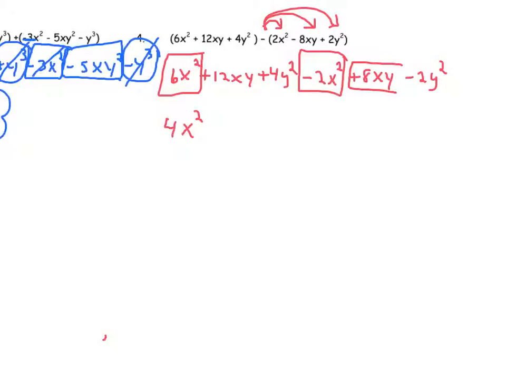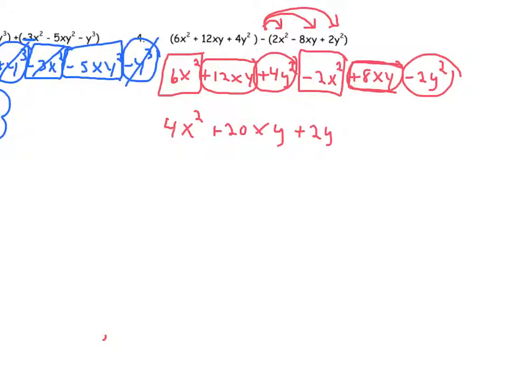Now I have an xy, so I have 12xy, and then I have an 8xy. If I add those together, I have 20xy. And then my last term would be 4y squared positive minus 2y squared, so I'd get positive 2y squared. And that would be the answer when we subtract those trinomials.